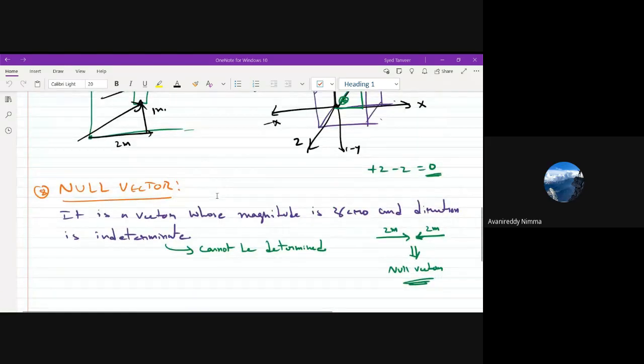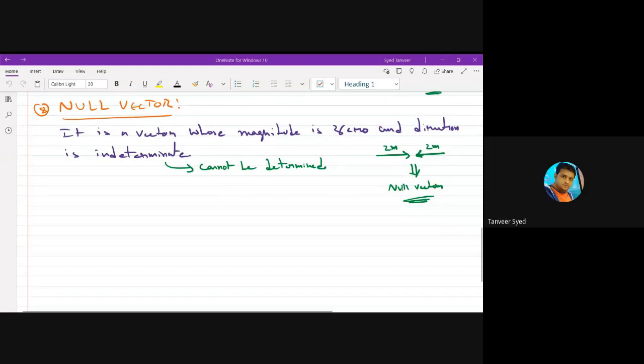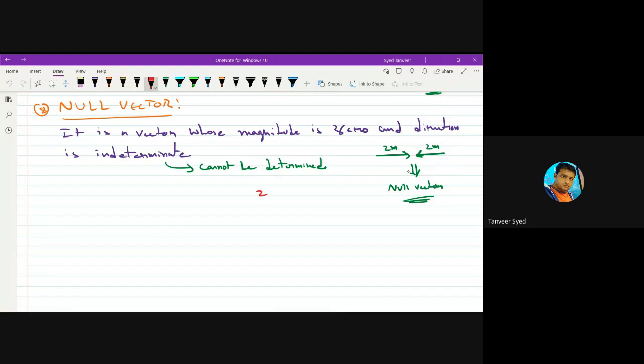Sir, what can be the example for null vector, sir? See, here you can take an example. Suppose I have vector A equal to 4i cap and vector B equal to minus 4i cap. Then if I add these two vectors, vector A plus vector B, I get 4i cap minus 4i cap, which is a null vector. It is 0, but we read it as null vector.